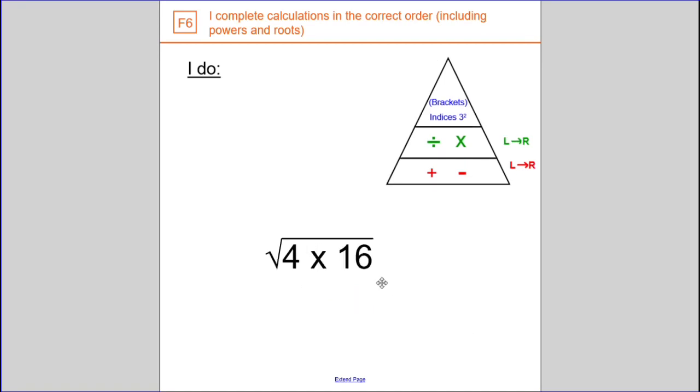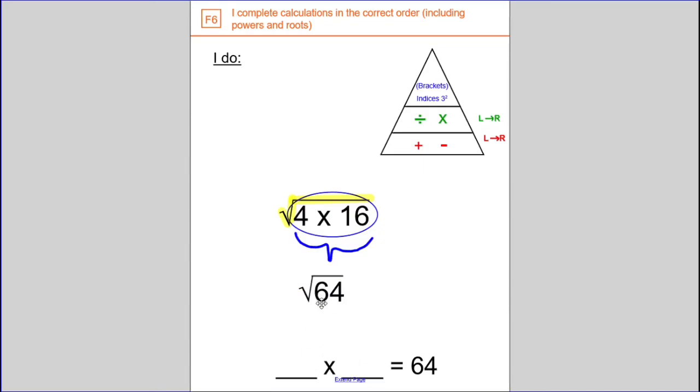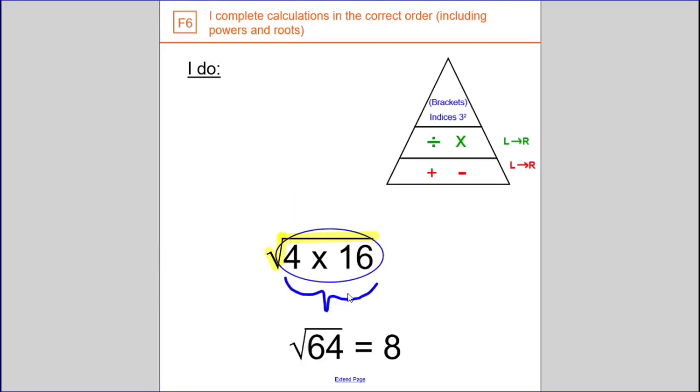Next one, we've got an indice, but we need to remember that we've also got a multiplication. First thing we're going to do is simplify what's inside of the root. So we're going to do 4 times 16, which is 64. Bring down the square root. If there is no number written there, remember there's an invisible 2. So square root of 64 just means two numbers that are the same that multiply to give you 64. That can only mean 8 times 8. So that means square root of 64 is equal to 8.